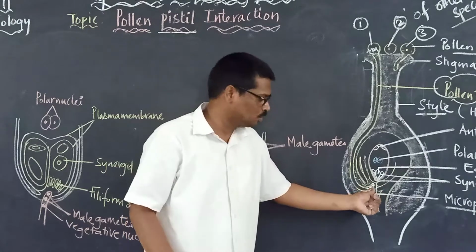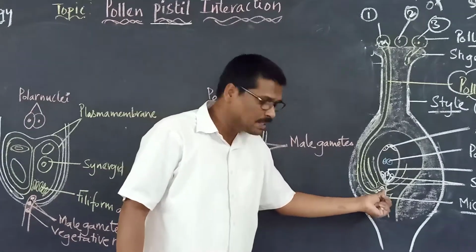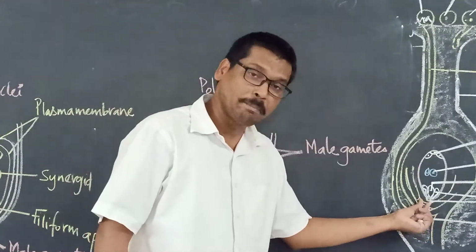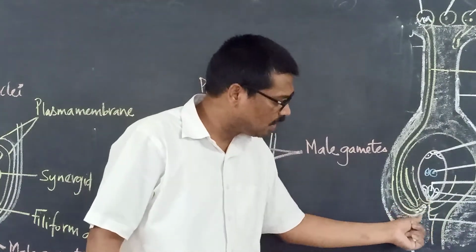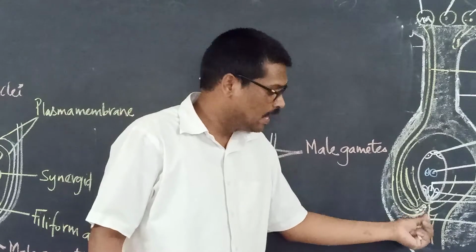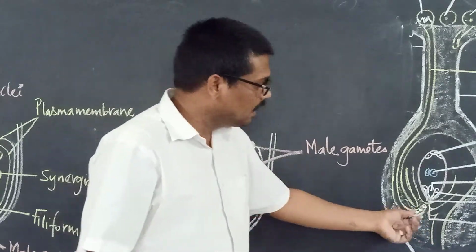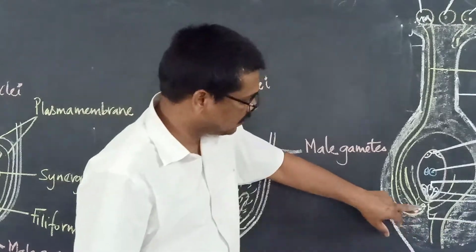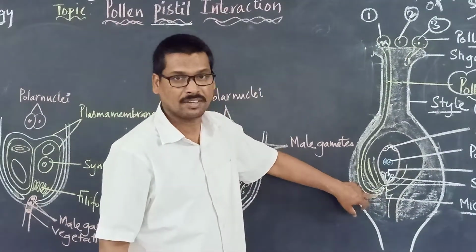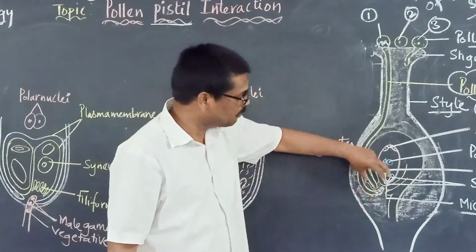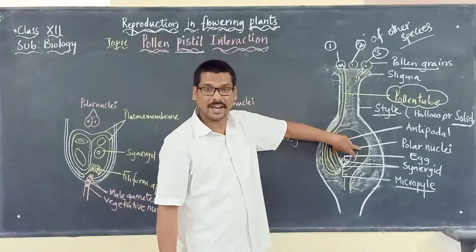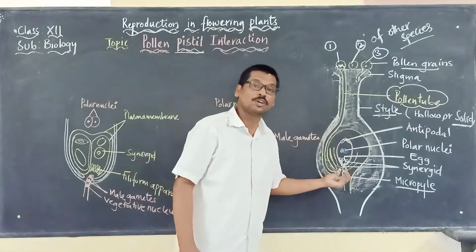Two male gametes are brought. As soon as the pollen tube reaches the micropyle region, the vegetative nucleus disappears, leaving behind two male gametes. Now these two male gametes will be entering into the ovule through the micropyle region.